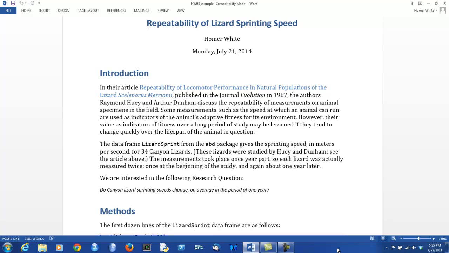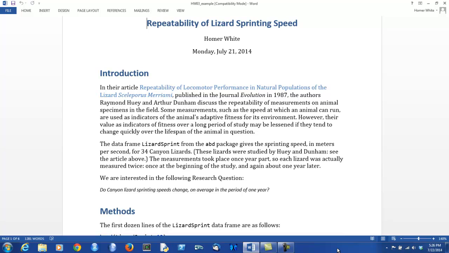The video lecture will discuss any new features of R or R Markdown that were employed in the production of this report. So as for the report itself, it's an analysis of a little study done on repeatability of lizard sprinting speed. So I'm going to assign you the task of pulling this Word document up from where it is located in the RStudio Common Source folder, and then come back when you have read the thing through once.